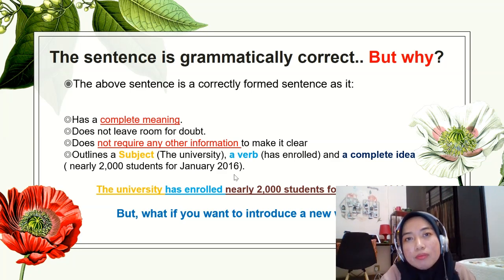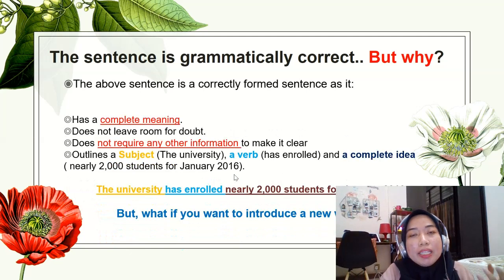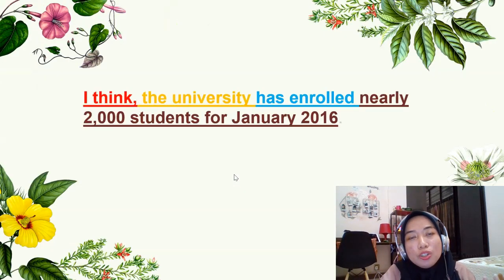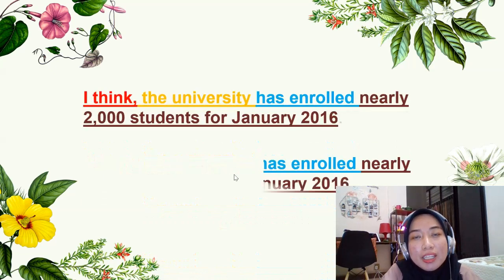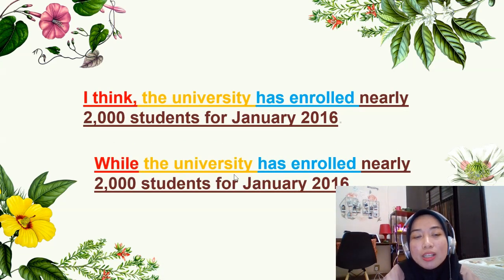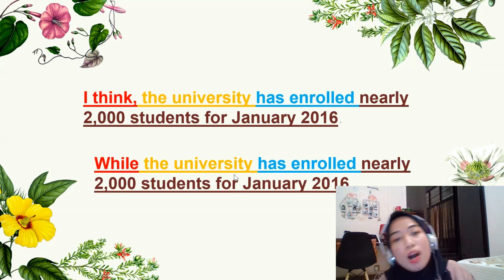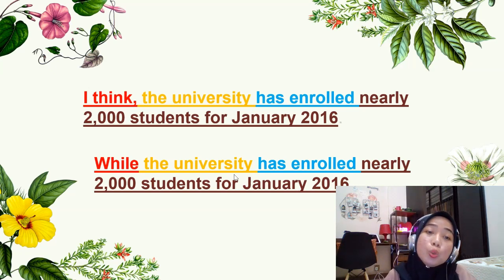But some people just want to make it a bit more complicated, so they add more words into it. I think the university has enrolled nearly 2,000 students for January 2016. Is this grammatically correct? Yes, this is grammatically correct. But what if you insert some words like while? While the university has enrolled nearly 2,000 students for January 2016, is this making it complete?